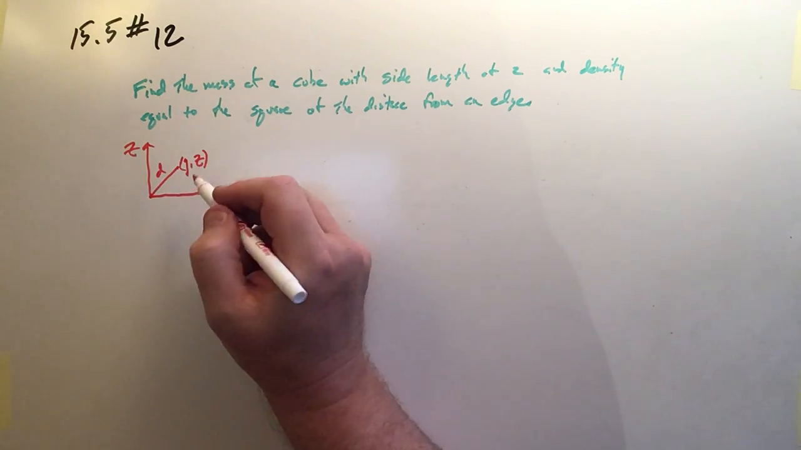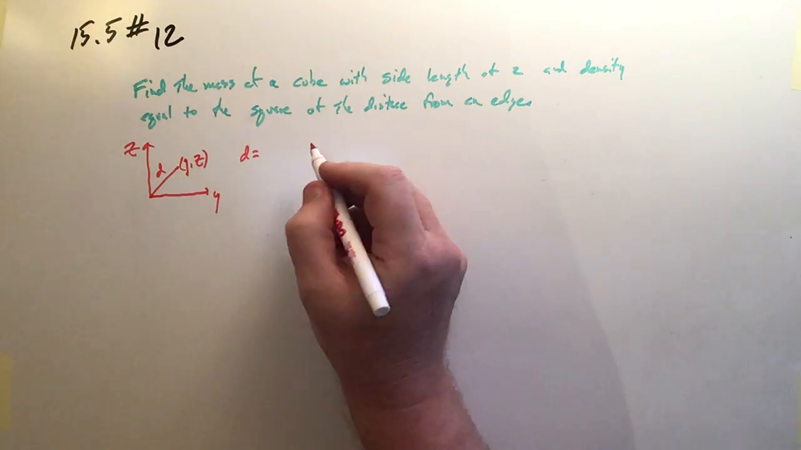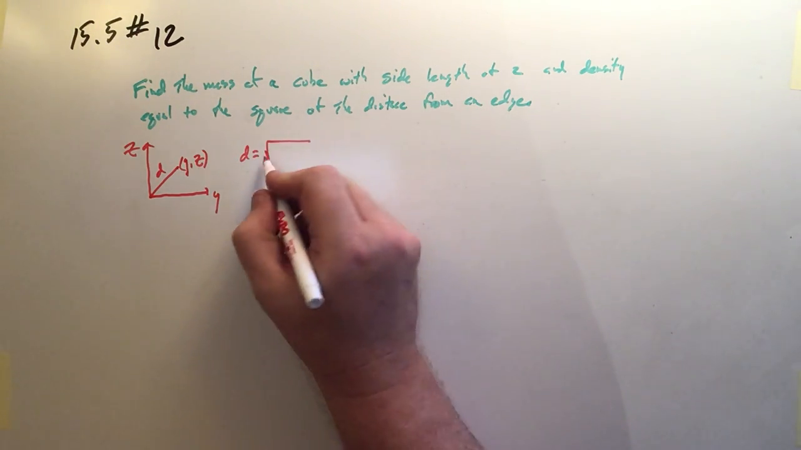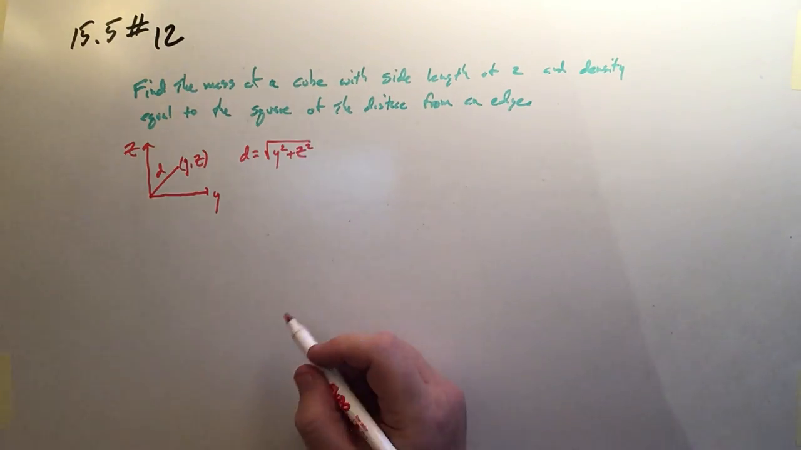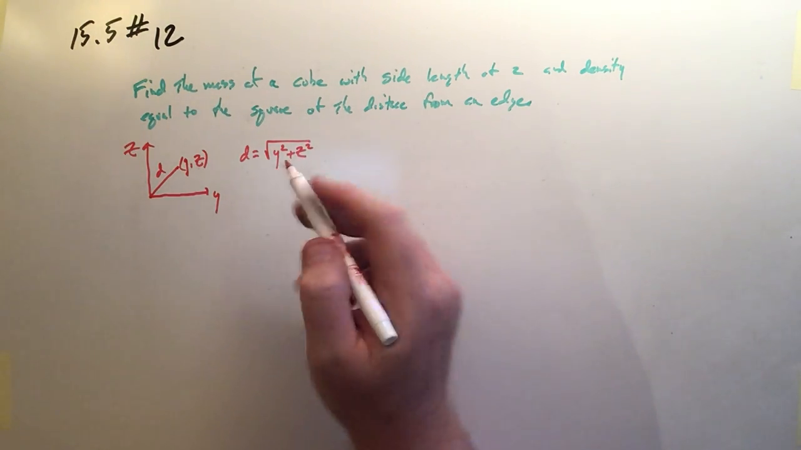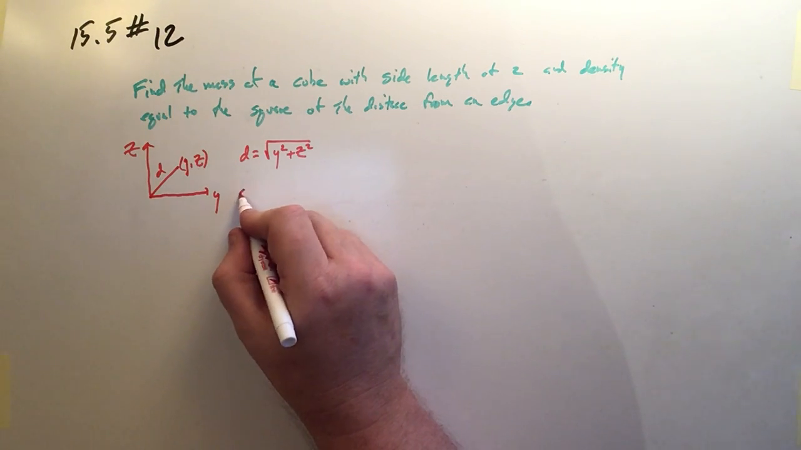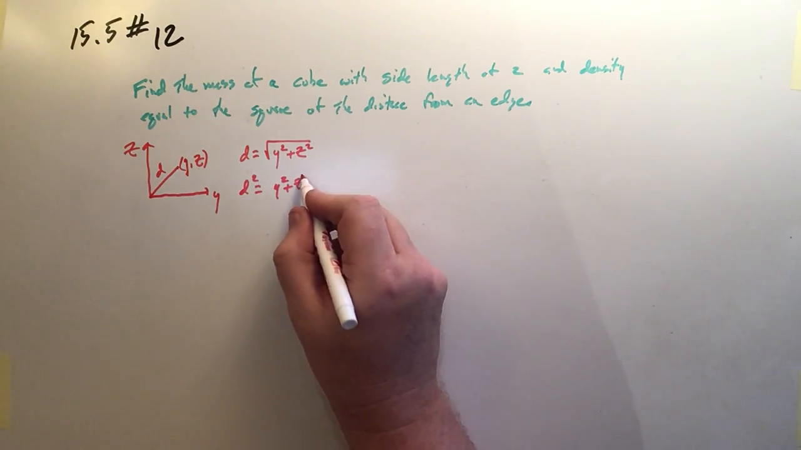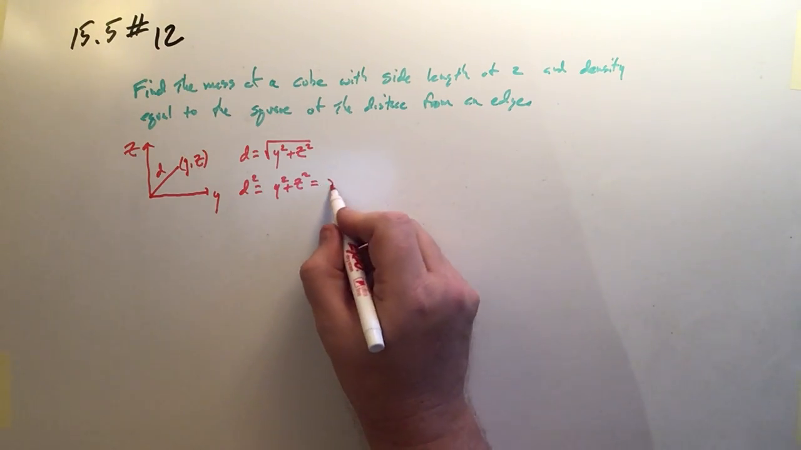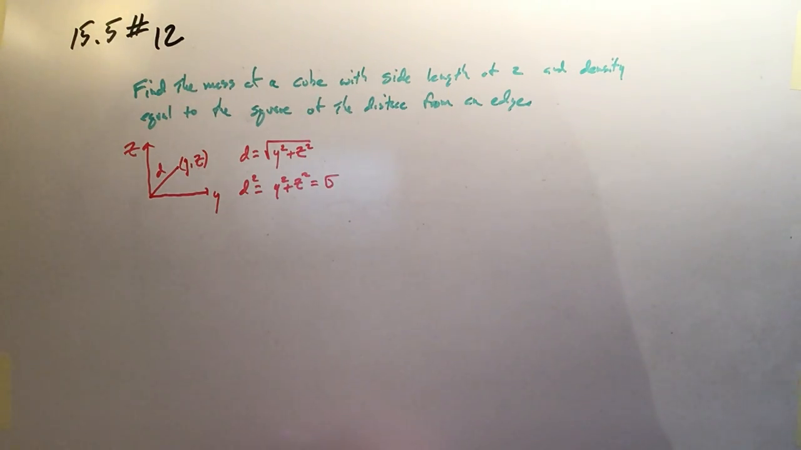Its distance is d, and if we had to calculate it, then d will be equal to the square root of y squared plus z squared. And of course, they say it's the square of the distance, so I can get rid of that square root. So d squared is equal to y squared plus z squared. And that's also the density. So that's the density function.